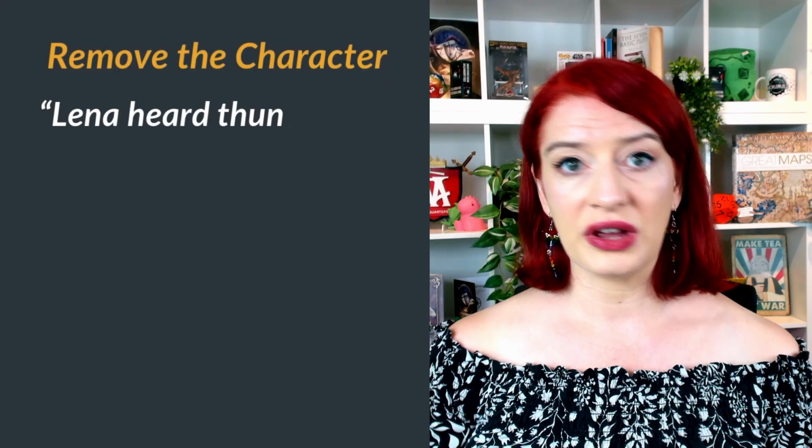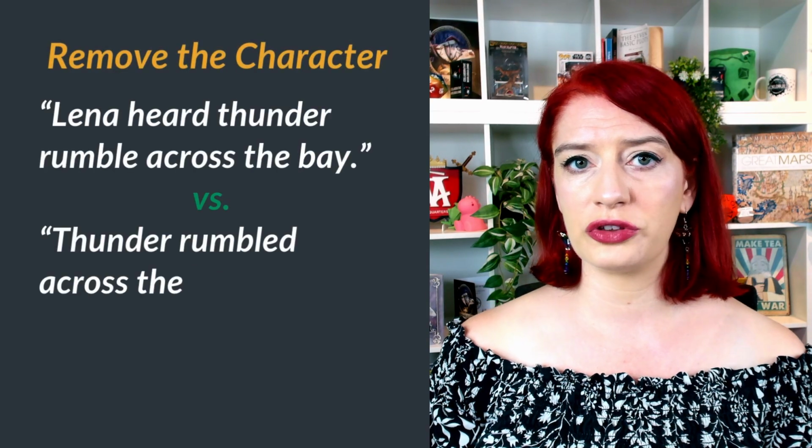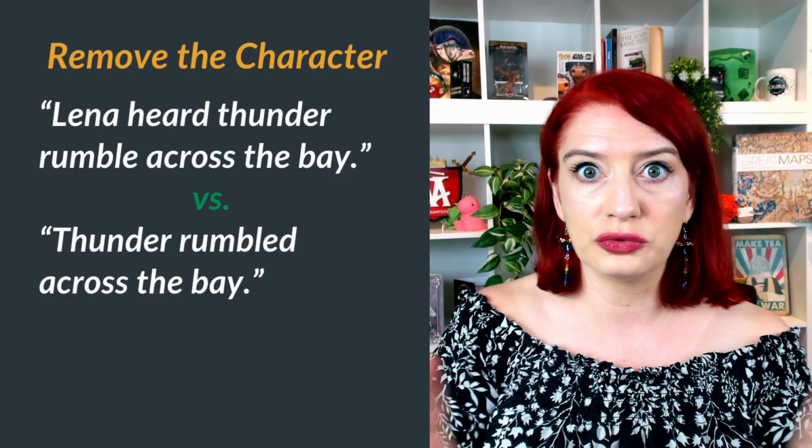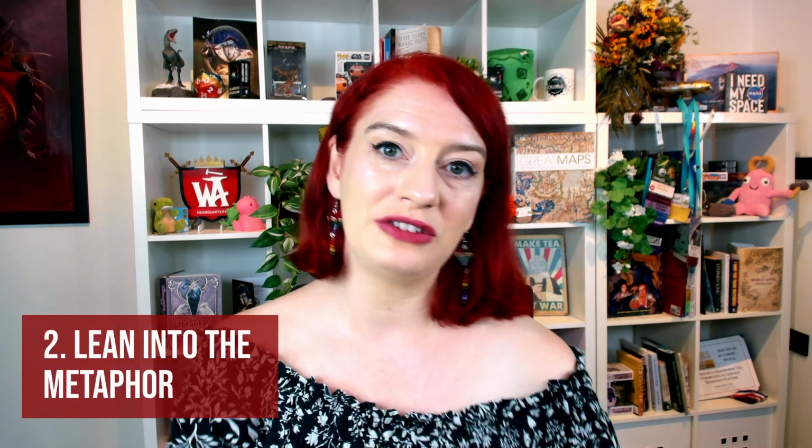To start with, remove the character from the equation when you're describing scenery. Instead of "Lena heard the thunder rumble across the bay," what about "thunder rumbled across the bay"? It's shorter, and you're focusing on the active verb, rumbled, making it feel more dynamic. Or how about leaning into your metaphors? Seemed is often a culprit here.